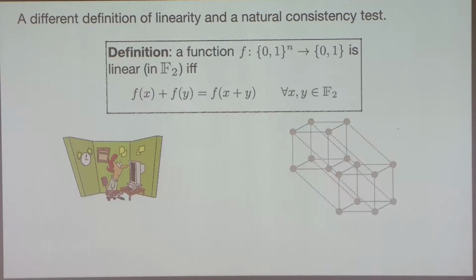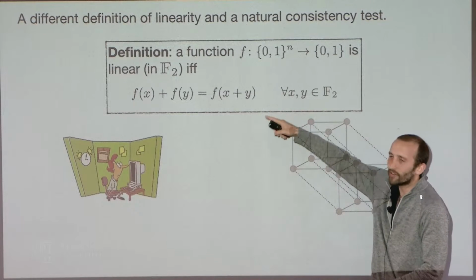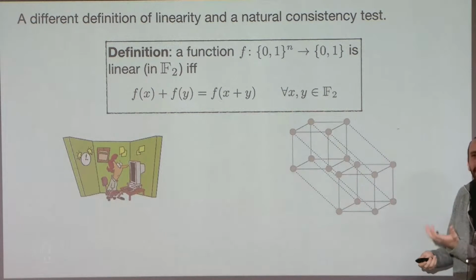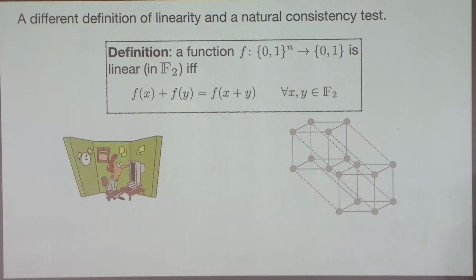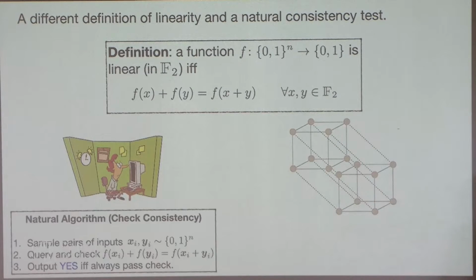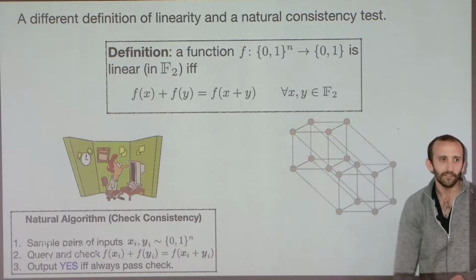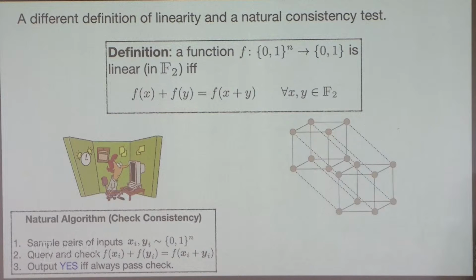So you can check that, in fact, these definitions are equivalent. So if you do satisfy, for every x and y, that your function is linear, then there's a consistent a that would explain why all these function values are the way they are. And this itself leads to a natural algorithm that checks the consistency of that definition. And the whole goal is to analyze to what extent this algorithm gives you a good property testing algorithm.